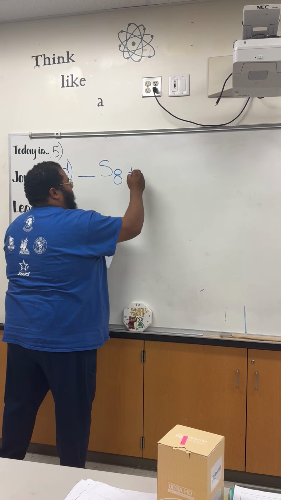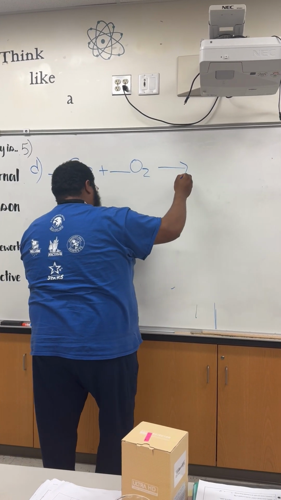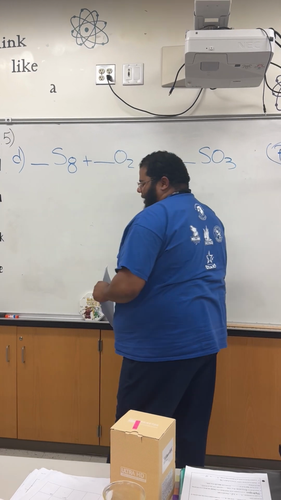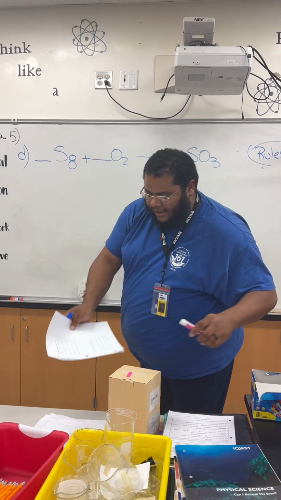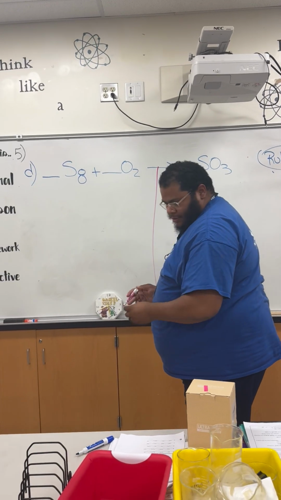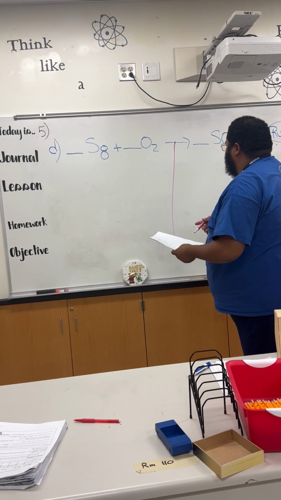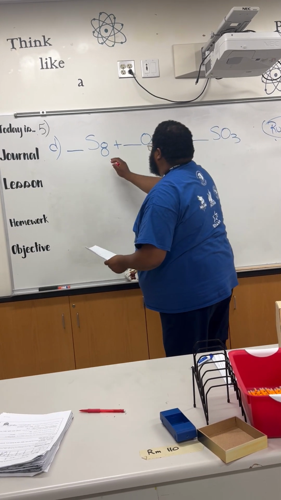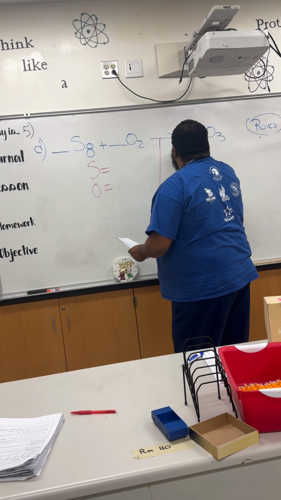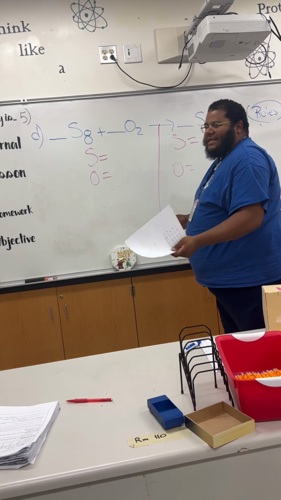S8 plus O2 equals SO3. So something I want you to do that I did not show you in class to make it easier for yourself. I want you to draw a line right here, all right? So if you got your piece of paper at home right now, I want you to draw a line, and then I want you to put S equals, O equals. Then put S, and then put O. So this is an easier way to help us.